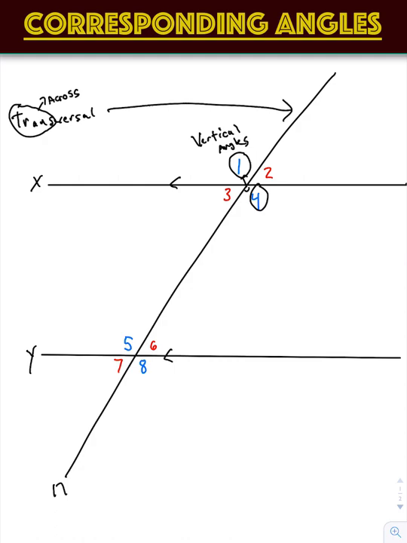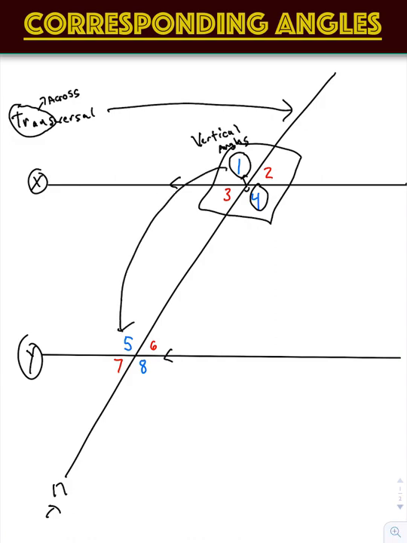Because we have a transversal here, X and Y are corresponding angles, and N is my transversal line. What this means is that I can almost view it as taking a picture of 1, 2, 3, and 4. Wherever I have 1, it's equal to 5. It's my top left angle. 3 is equal to 7. 2 is equal to 6. It's my top right. And 4 is equal to 8 as my bottom right.